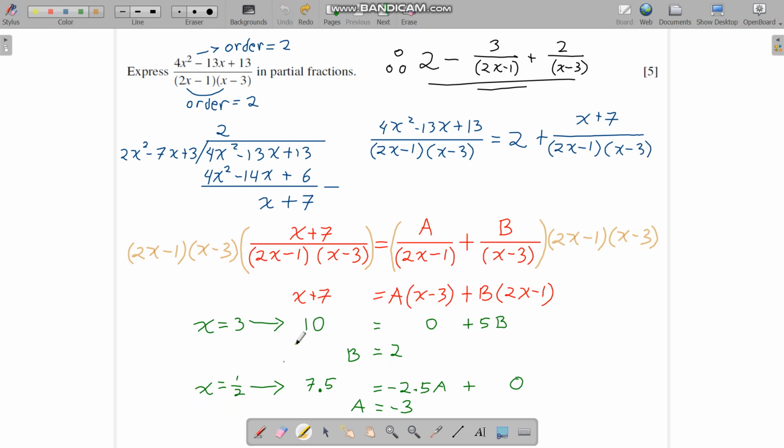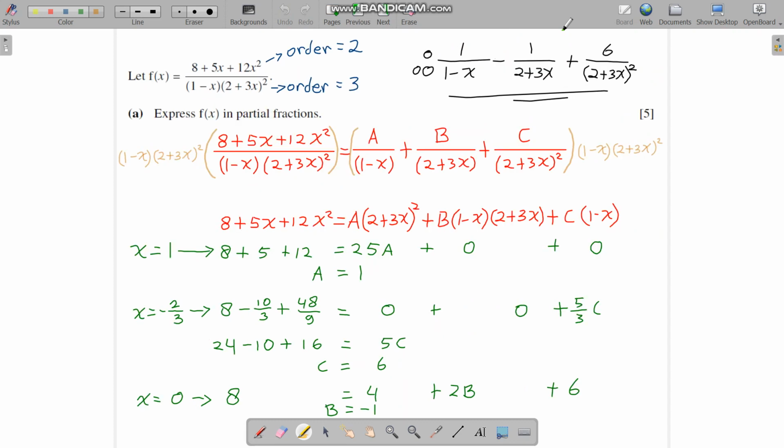1 over 2 is 0.5. 0.5 plus 7, 7.5. 1 over 2 minus 3. So 0.5 minus 3 is minus 2.5a. And we plug in 0.5, we get 0, of course, from here. So we have only a equals minus 3, and the final answer is therefore 2 from the quotient, minus 3 the a coefficient, and 2 the b coefficient.